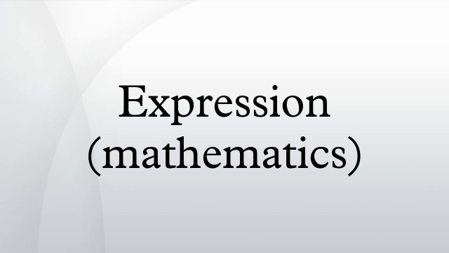For example, in the usual notation of arithmetic, the expression 2 plus 3 is well formed, but the expression 2 plus is not. Similarly, a random string of symbols would not be considered a mathematical expression but only a meaningless jumble.